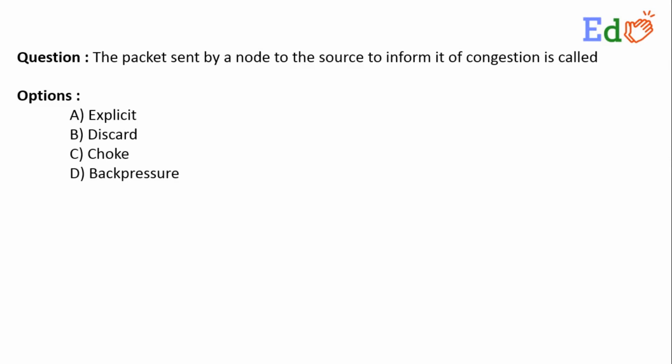The packet sent by a node to the source to inform it of congestion is called: explicit, discard, choke, or back pressure. So there is a special type of packet which will be sent by a node to the source node, which is actually sending packets to the destination or target nodes, to inform it that congestion has occurred. So what is the name of that packet? Explicit, discard, choke packet, or back pressure.